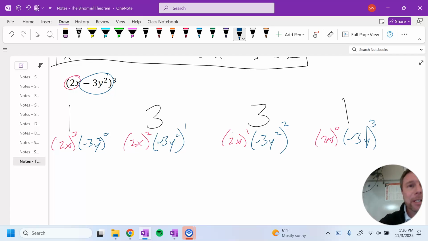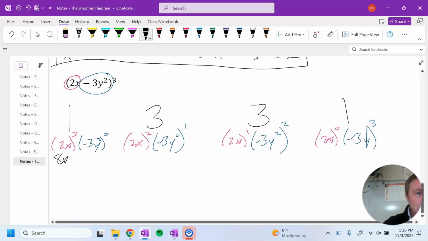And now I got to calculate this a little bit. I say 2 cubed is an 8. So this would be an 8x cubed. And anything to the power of 0 is a 1. So this first chunk, 1 times 1 times 8x cubed, would just be 8x cubed. All right. Next one, 2x squared. They both get a power of 2, so that's going to be a 4x squared. Negative 3y squared to the power of 1 is a negative 3y squared.